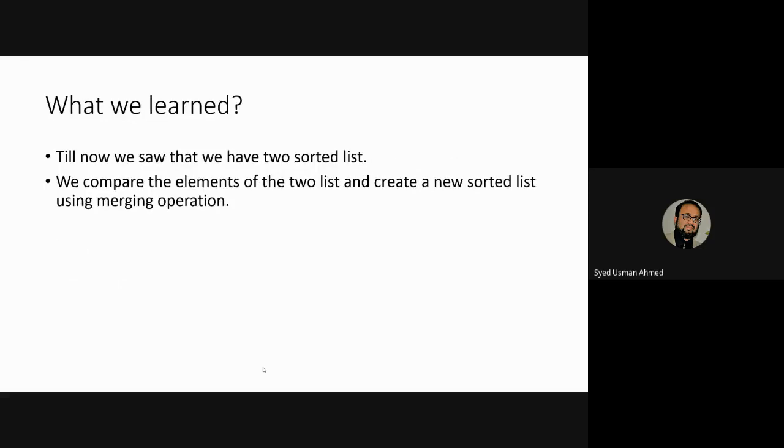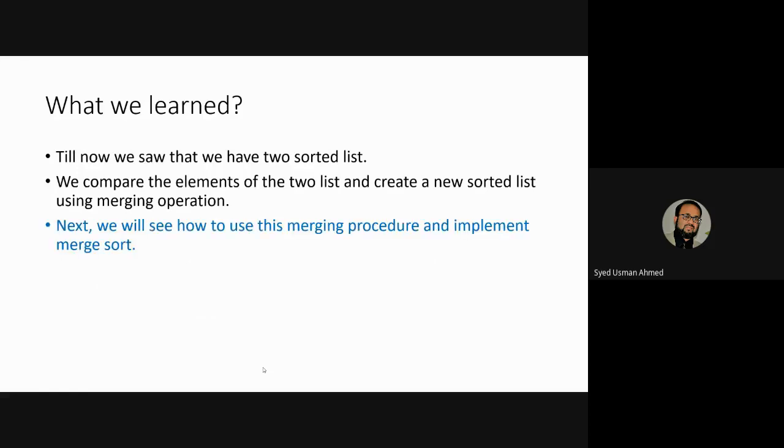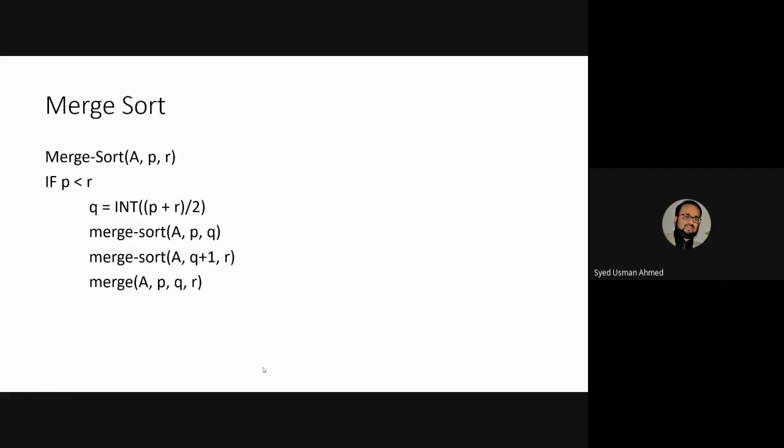So till now we saw that we have two sorted lists, and we compare the elements of the two lists and create a new sorted list using merging operation. Next, we will see how to use this merging procedure and implement the merge sort. So this is a simple version of merge sort.